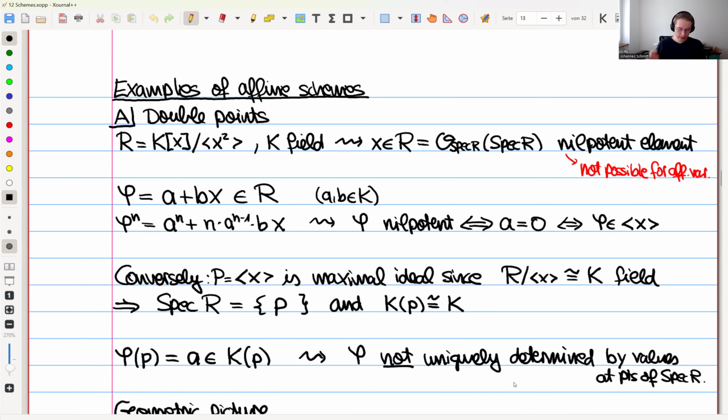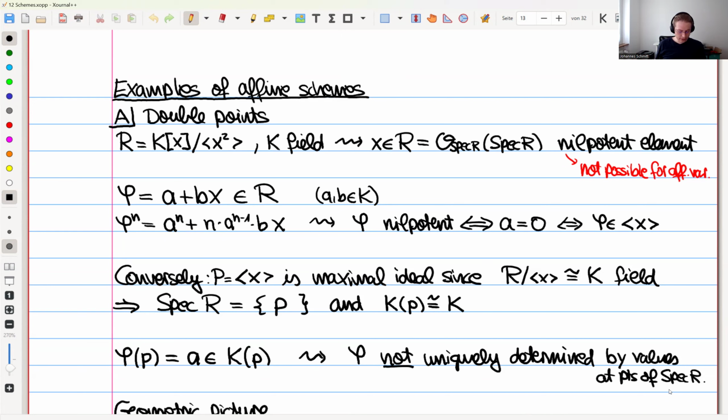So this spec R shows us that a lot of things that were true for the affine varieties are no longer true for the schemes. For example, the functions are not determined by their values at all the points here. Okay, so this is something that one has to give up when one goes from varieties to schemes.